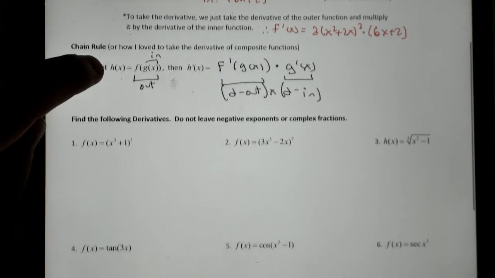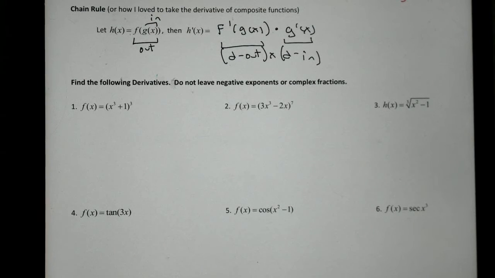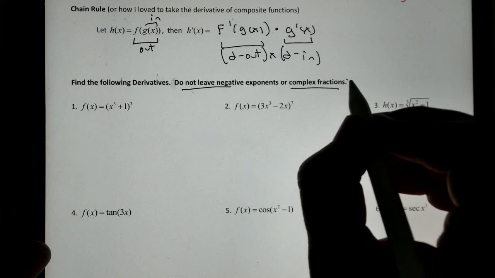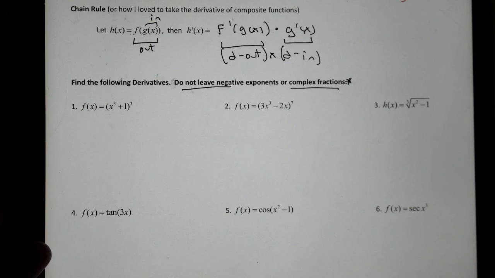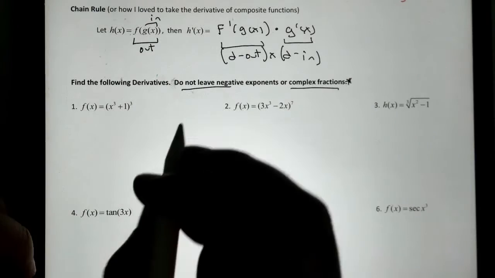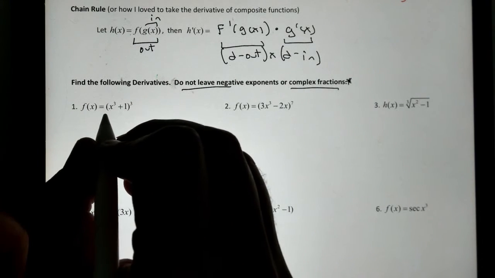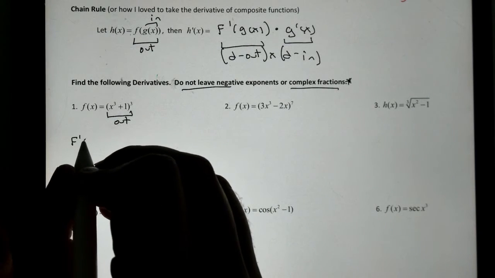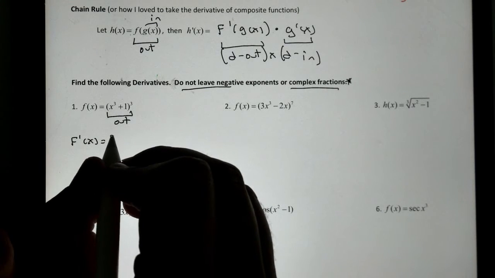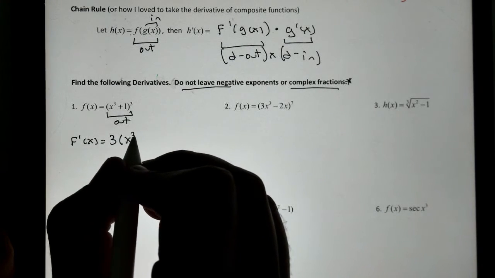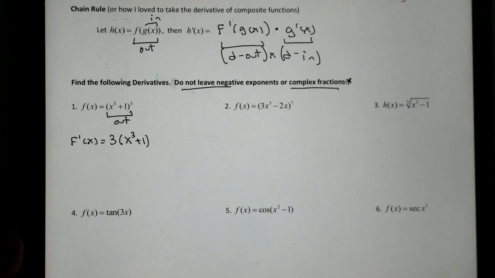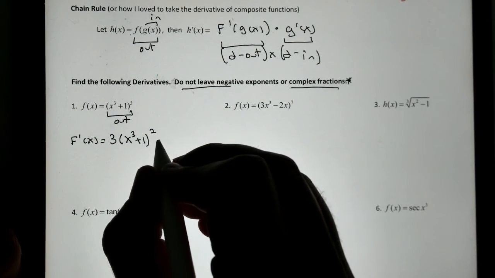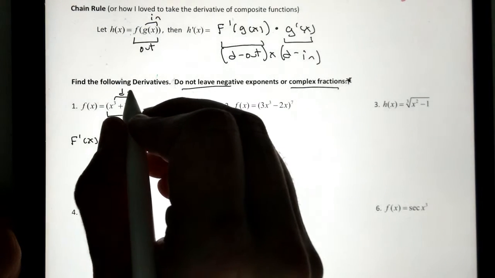As a matter of fact, let's take a look at an example. Number 1, we're asked to find the derivatives. Do not leave negative exponents or complex fractions. This is going to hurt us more like tomorrow. So for question number 1, if we want to take this derivative, I have an outside function, that is this cubic function. My rule says take the derivative of the outside, and that's going to give me 3 times x cubed plus 1. Now, I'm going to do something a little bit different than I'm used to, but we're only going to do it for this one example. And then we're going to multiply that by the derivative of the inside.